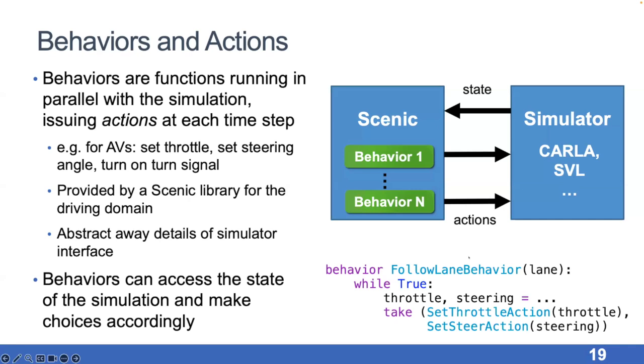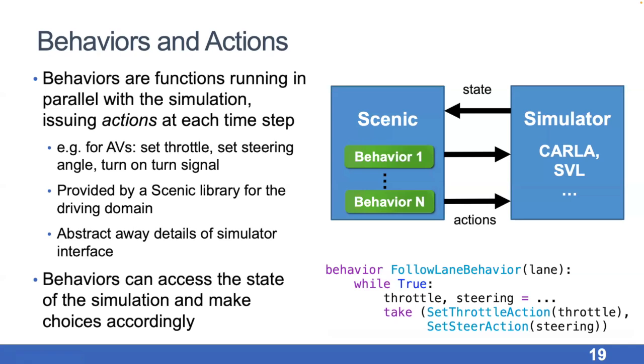So a behavior looks basically like this. We're saying define a behavior called follow lane behavior. This one takes an argument, like which lane you want to follow. They're basically like functions, so you can have arguments with all that sort of thing. And now we're going to have an infinite loop here where we are computing some throttle and steering to take. Maybe we have some math in here to decide based on the current position how we want to do throttle and steering. And then we're using the SCENIC take statement to issue the actions that we want. So here it's a pair of actions, this throttle and steering action.